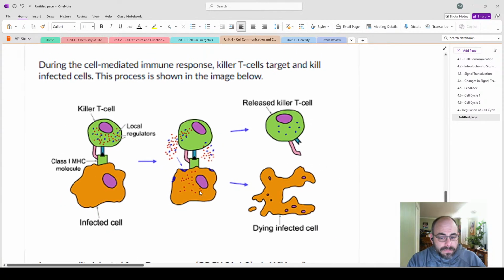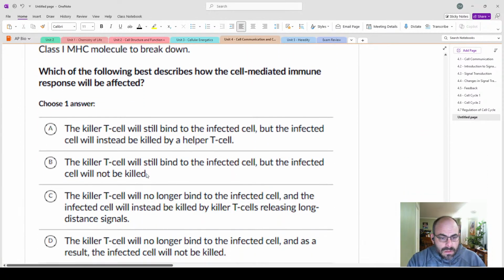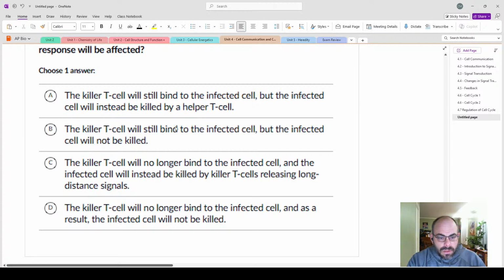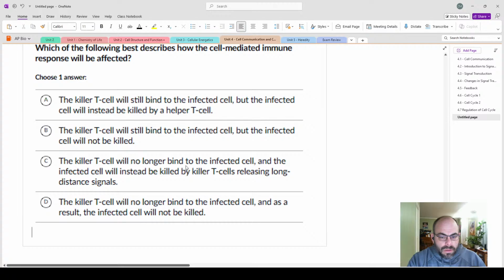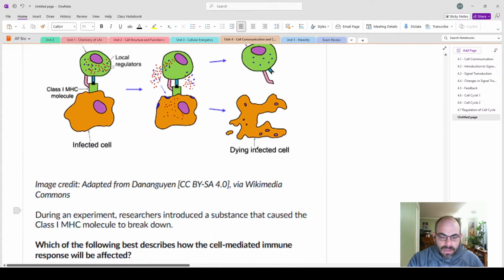I'm going to go find that. Killer T cell will still bind? No, it won't. So I've already eliminated A and B. Will no longer bind to the infected cell, and the infected cell will instead be killed by... No. No, it's D, right? It's D. Because these two can't bind, because that's what it binds to. And the other options make up some weird story, something I'd have to jump off the bus to believe. This is the simplest answer right here. D. Since it's not binding, that can't happen. D.